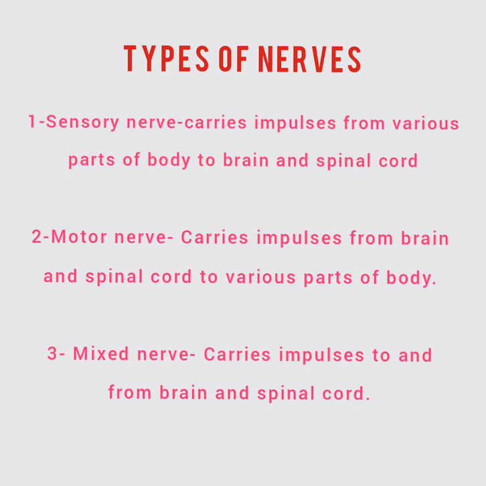The second one is the motor nerve. It carries impulses from the brain and spinal cord to various parts of the body. And the third one is the mixed nerve. It carries impulses to and from the brain and spinal cord.